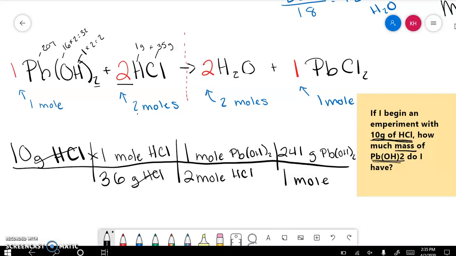So now, again, we're just going to multiply everything on the top. So 241 times 10. And that's going to give us 2,410. I've got to multiply everything on the bottom. So 1 times 2 times 36. And that's going to give us 72. When I divide these two numbers, I'm going to get 33.47 grams of PbOH2.